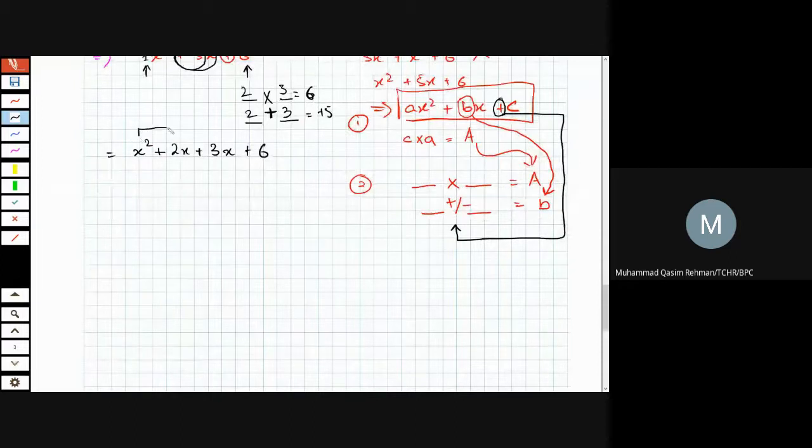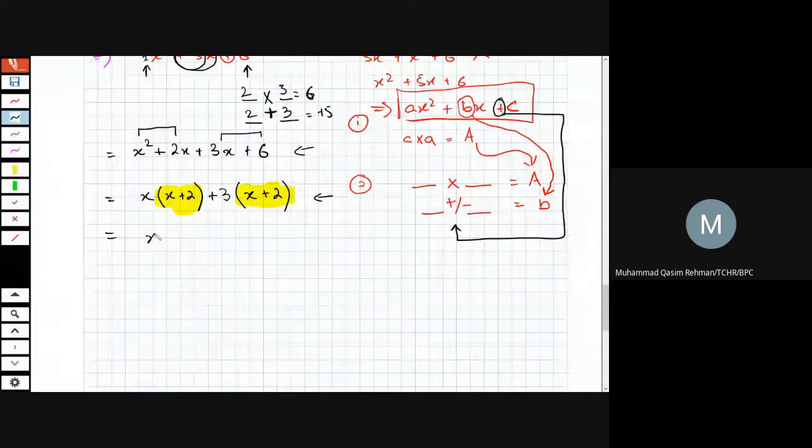Okay, now first two terms and then the second two terms. From the first two, I can take x as common, and I have x plus 2 left inside, plus 3 as common, and then I am left with x plus 2. Now I'm going to take common one more time because this makes one term and this is another term. Earlier I had 4 terms, now I have 2 terms. Now I need to put it into factor form. For that I can clearly see in both terms x plus 2 is a common factor. So I will take x plus 2 as common, and then I'll be left with x plus 3.